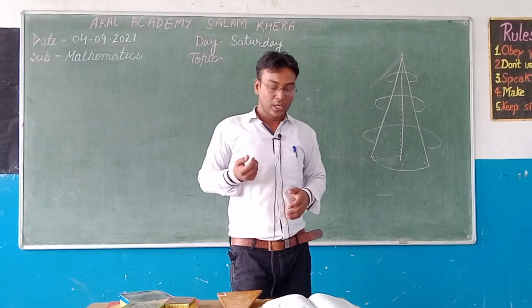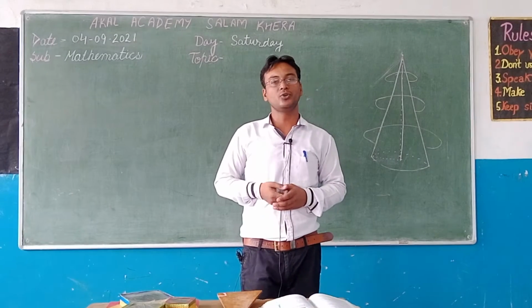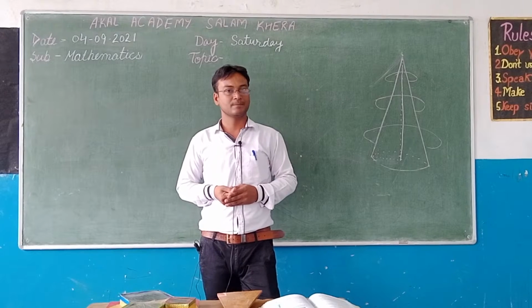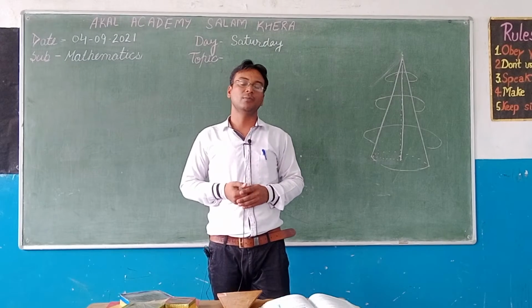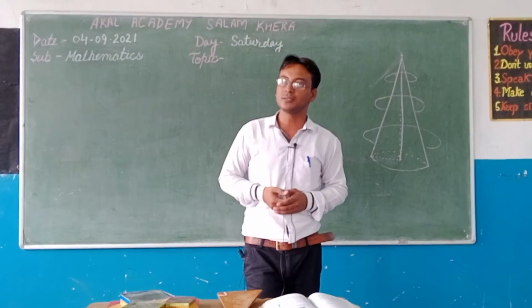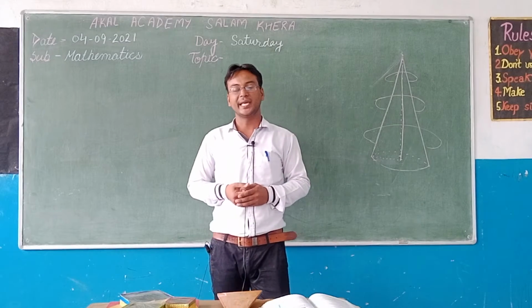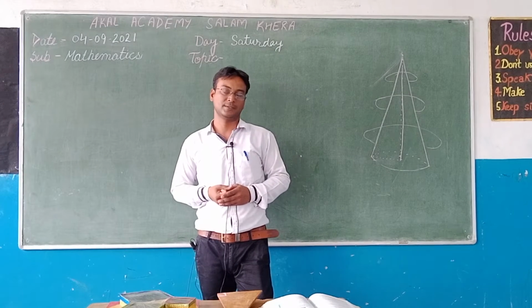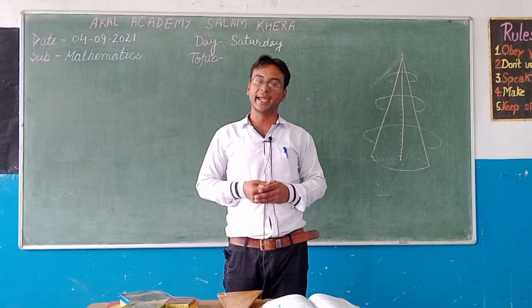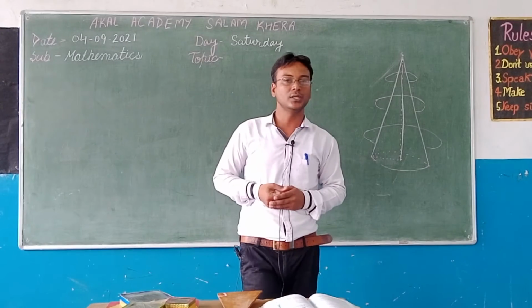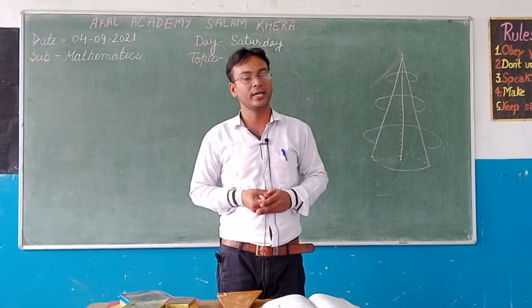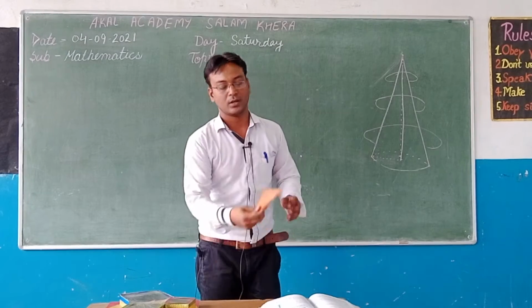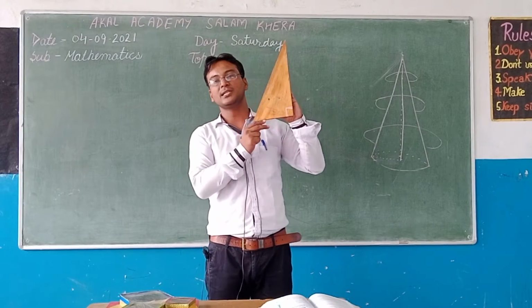Students, you have already studied about triangles in the previous class. Okay, now can you tell me how many types of triangles there are? Yes, there are three types of triangles according to their sides or according to their angles. Okay, now tell me which type of triangle this is?